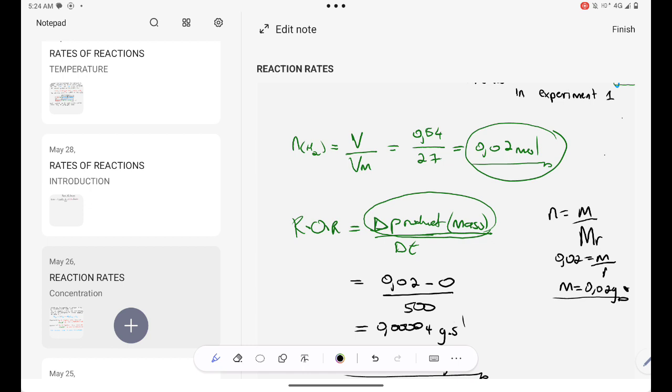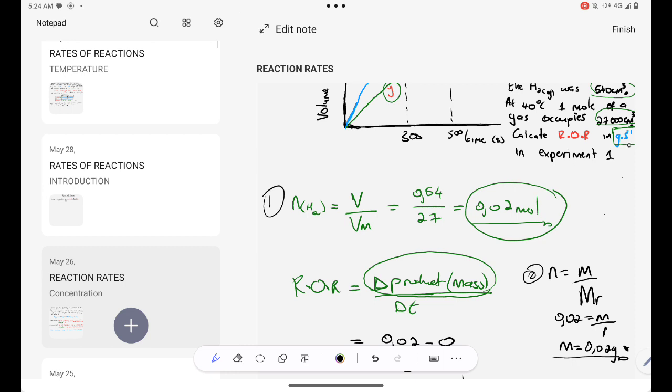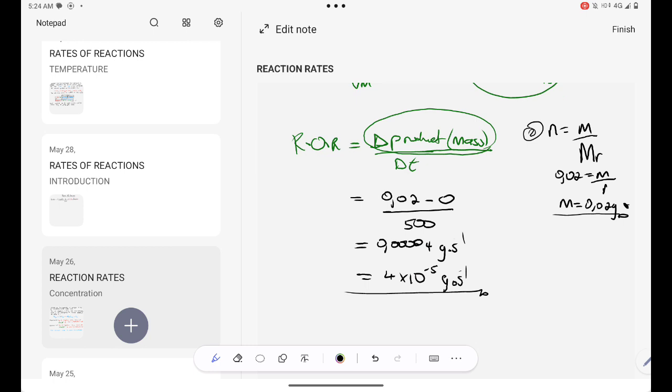Since we were given the volume, the first thing we did was to find the number of moles of our gas. Secondly, we calculated the mass of our gas, since the rate of reaction should be measured in grams per second. Thirdly, we calculated the rate of reaction because now we know the amount of mass that was formed of our hydrogen gas. And then we found our reaction rate. That's how, guys, we deal with reaction rates.